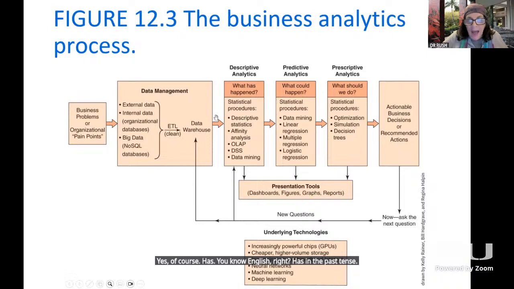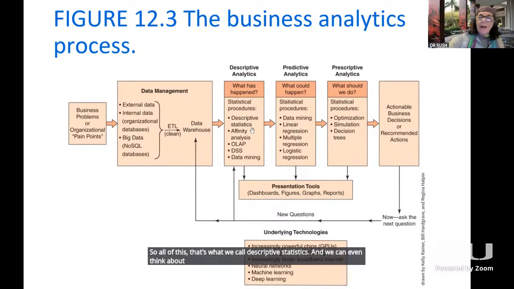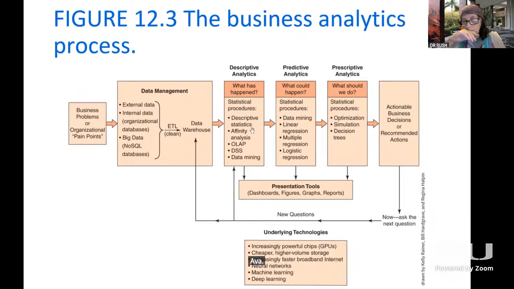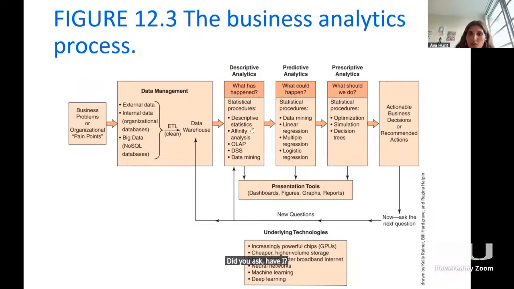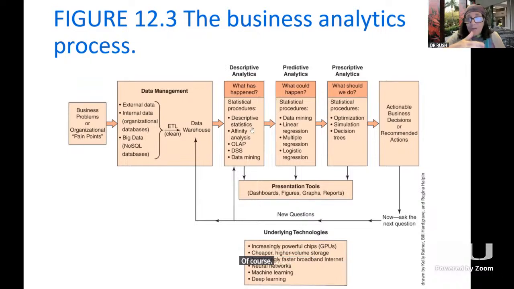So basically, I want to describe who has achieved in the past, right? Who has remained. So all of this, that's what we call descriptive statistics. And we can even think about it down to a student level. In Blackboard, have you ever checked your grade center, Ava? Yeah, of course. And what is that? Is it the past or is it the future? That grade center.